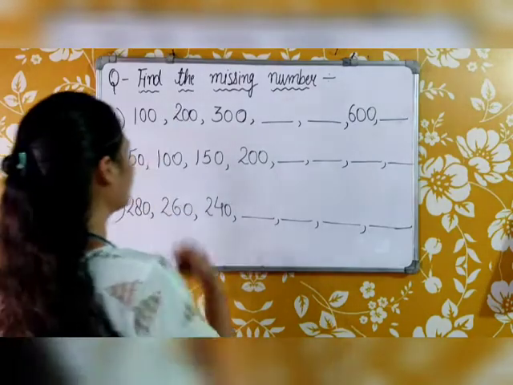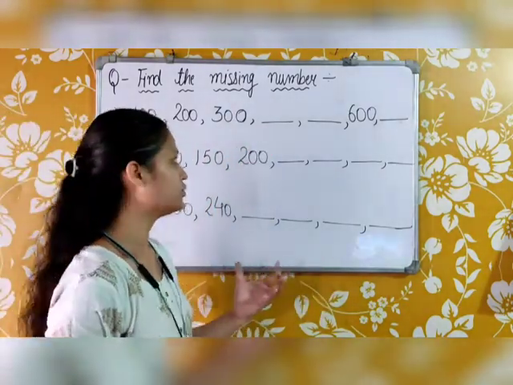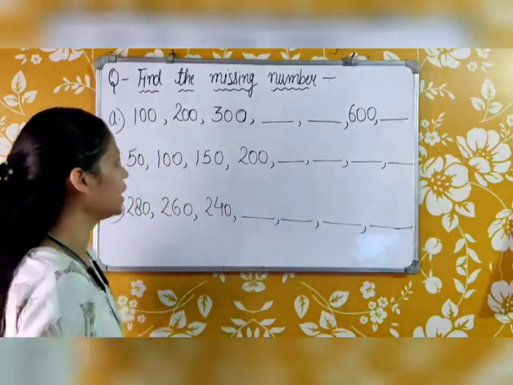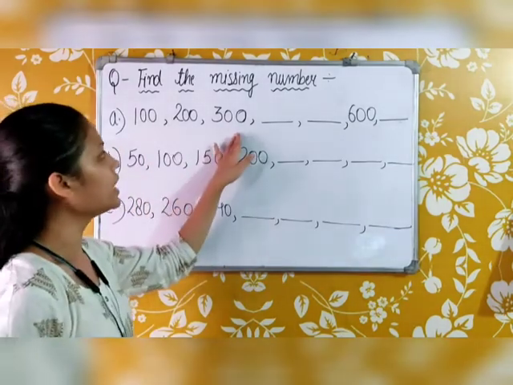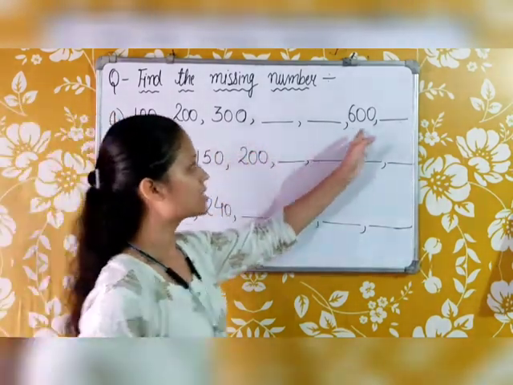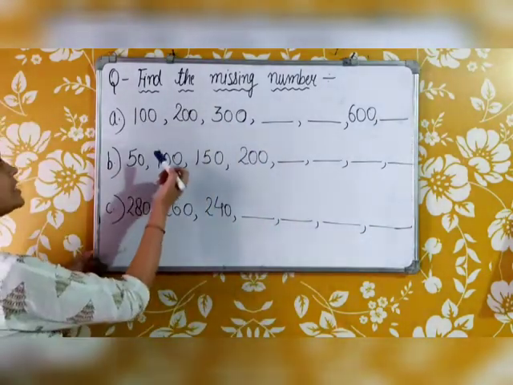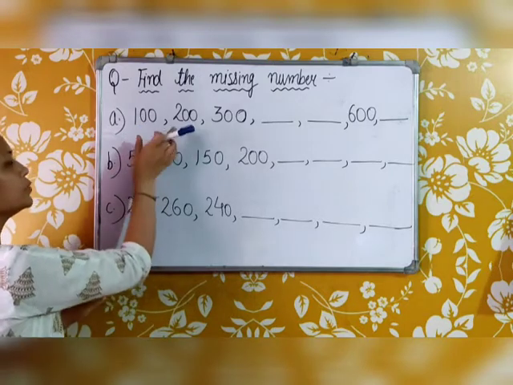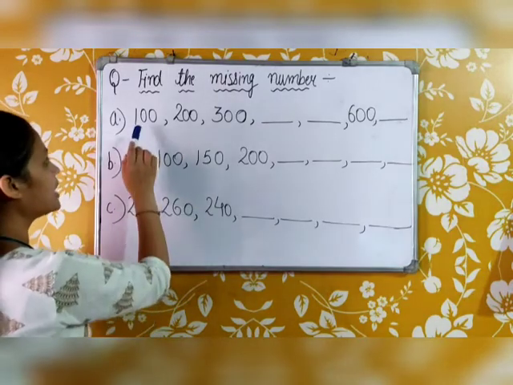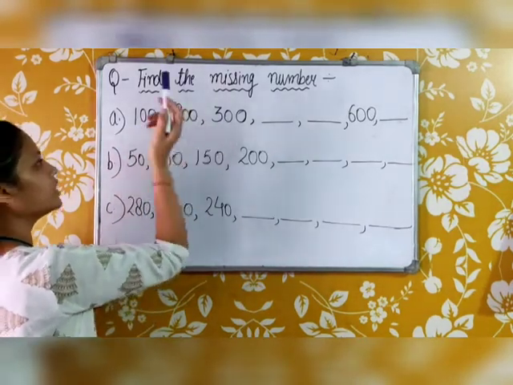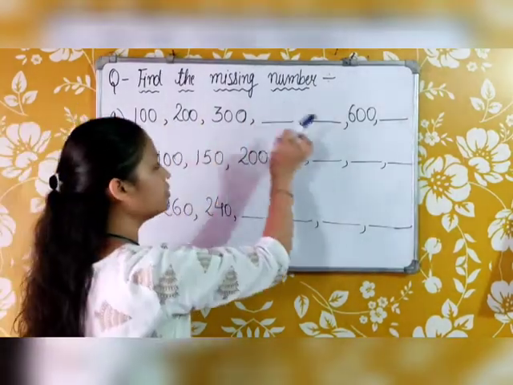So the question is to find the missing number. Here 3 questions have been given to us, and we have to find the missing numbers. Let's see the first one: 100, 200, 300, blank, blank, 600 and blank. If you see, there is a gap of 100 between each 2 numbers. See, 100, then 200, then 300. So we will make a gap of 100 and fill the blanks.